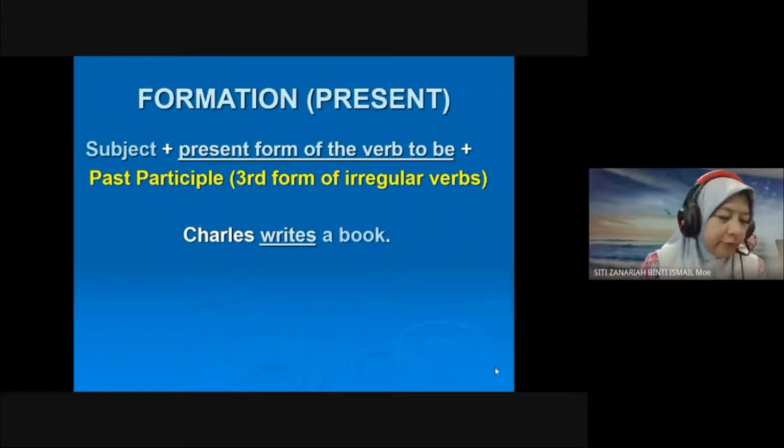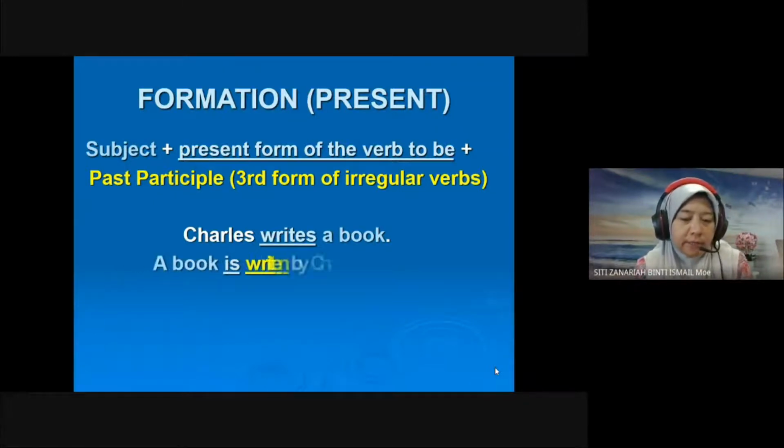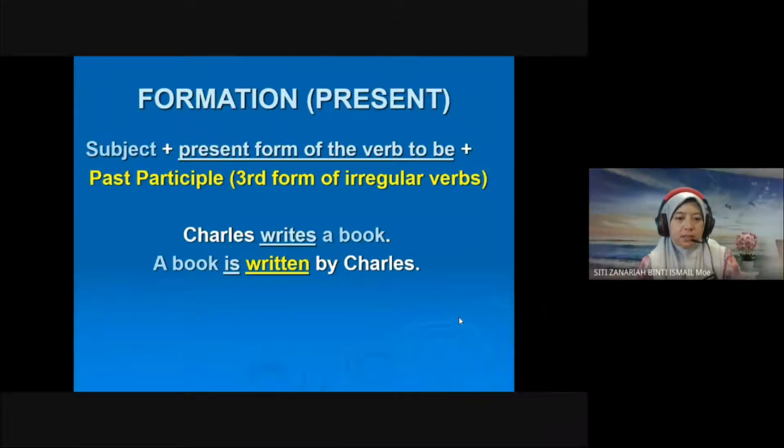Okay, for example, the first sentence, Charles writes a book. You can classify whether this sentence is in the active or passive voice. The first one, Charles writes a book. You can see the verb is written in present form. While in the second sentence, a book is written by Charles. Written here is the past participle of write. This is the active form and this one is the passive form. Active voice and passive voice.